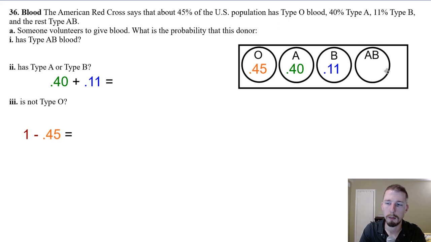Well, if the rest is AB, then there's really nothing that's not one of those types of blood, unless you have alien blood. I don't know. Where's my aluminum foil hat?